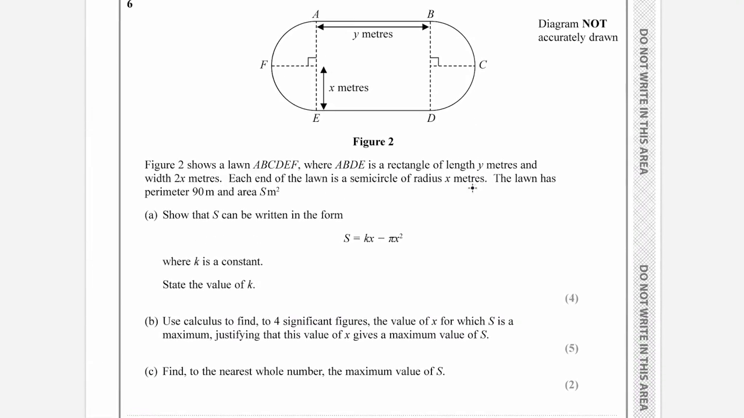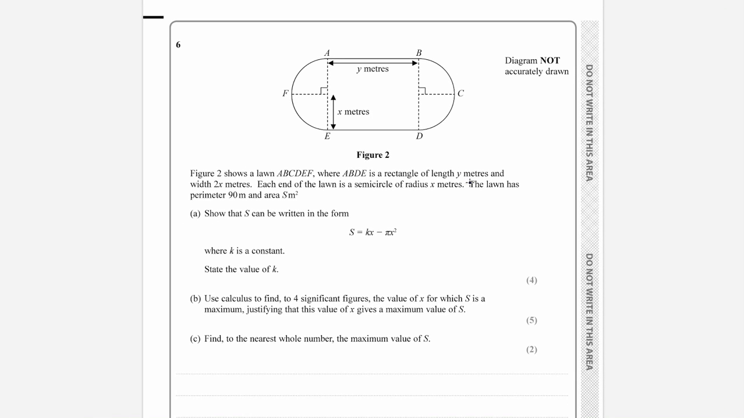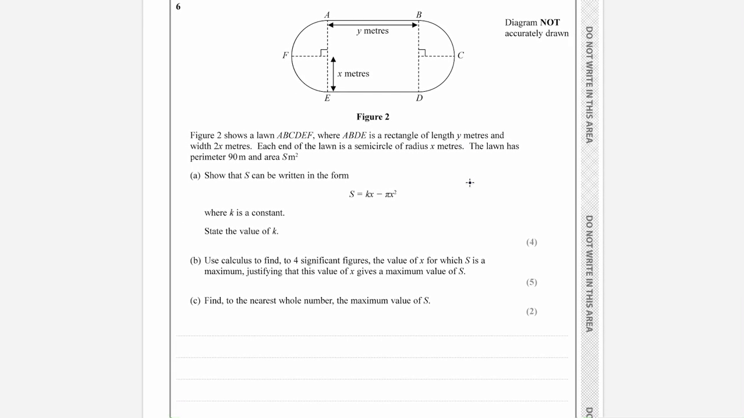Question 6. I think we need to zoom out. Okay. Figure 2 shows a lawn. Okay, fine. ABCD is a rectangle of length y. Okay, fine. And with 2x, each end of the lawn is a semicircle of radius x. The lawn has perimeter 90 and area s. Show that s can be written in this form.